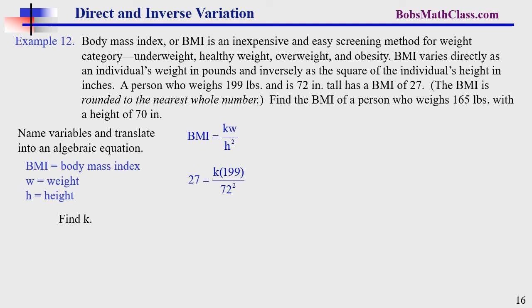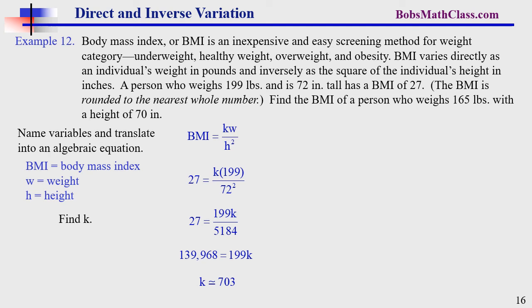Okay, so 72 squared, let's work that out. 5184. Multiply by 5184 on both sides to clear the fractions. 139,968 equals 199K. And then divide by 199 on both sides, and you get something close to 703. Again, I just rounded that number off. So if you do that on your calculator, it's going to be a little bit different, but we're rounding it to the nearest whole number. I think 703 is probably the traditional number that is being used anyways.